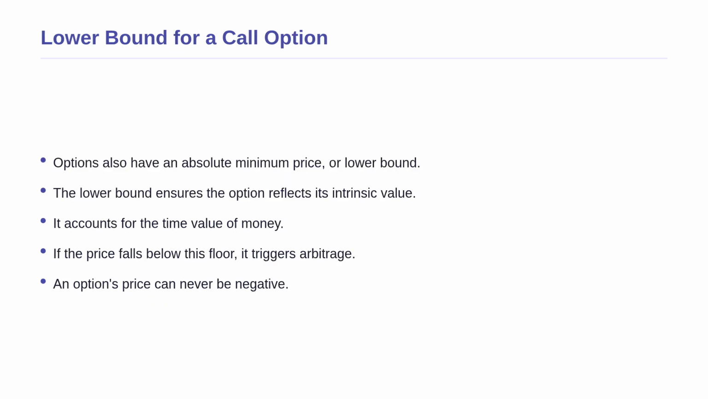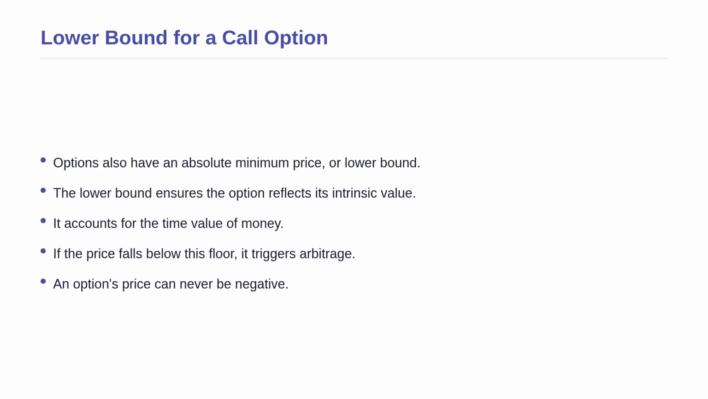We have established the maximum prices or upper bounds for both calls and puts. Now we must find the absolute minimum price or lower bound for a European call option on a stock that pays no dividends. Why do we need a minimum price? The lower bound ensures that the option's price properly reflects its built-in intrinsic value and the time value of money. It acts as a mathematical floor.